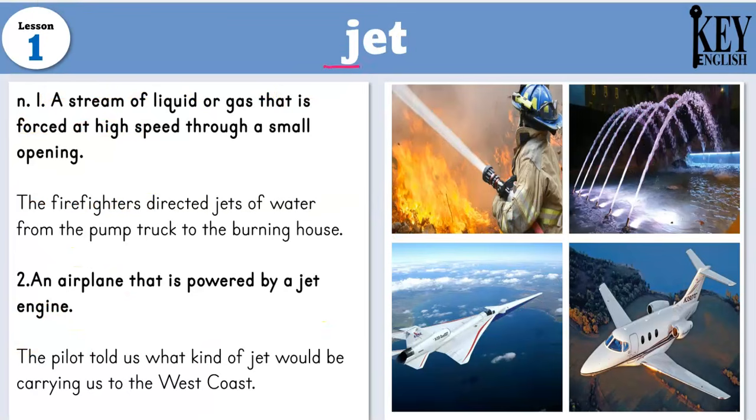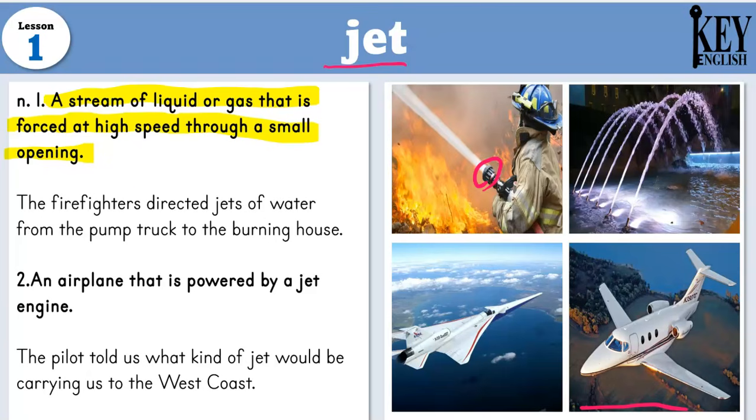Our next word is jet. Maybe you've heard of this word before when we use it to talk about something like an airplane, but there is another meaning for the word jet. It is a stream of liquid or gas that is forced at high speed through a small opening. So any liquid that is coming out very quickly from a small opening, we can call that a jet.